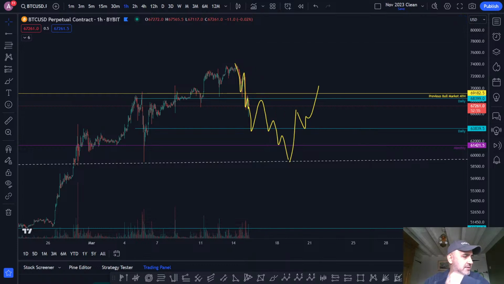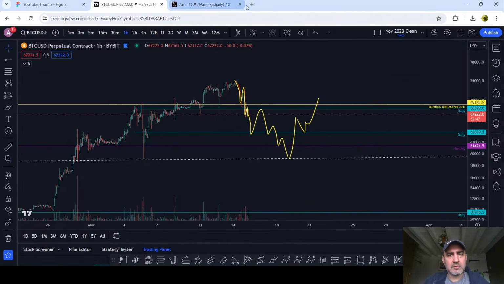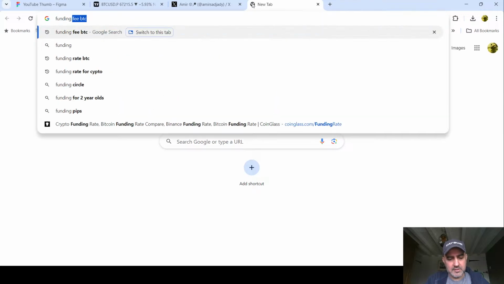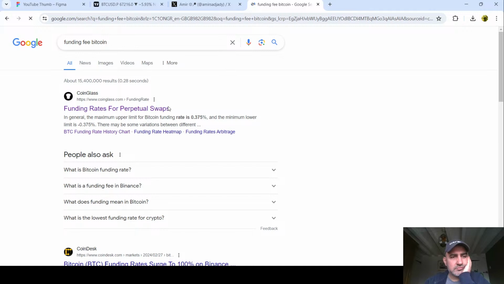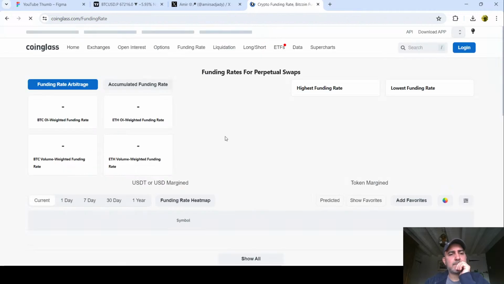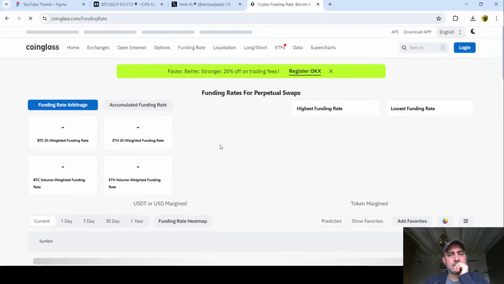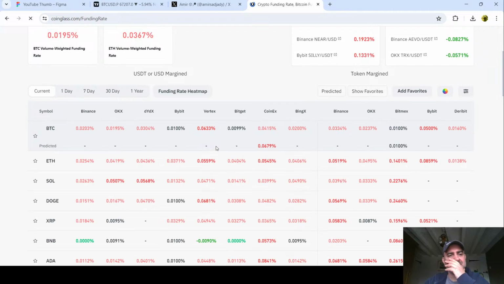It's a bit laggy, isn't it? Went into the wrong site. Let me have a look here. Funding fee, Bitcoin. Should be there on CoinGlass. There you go.